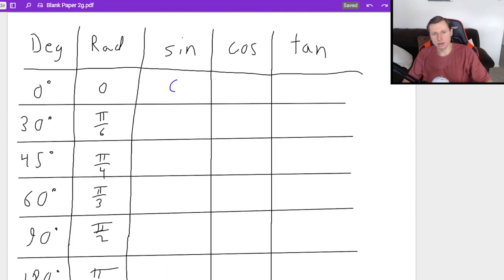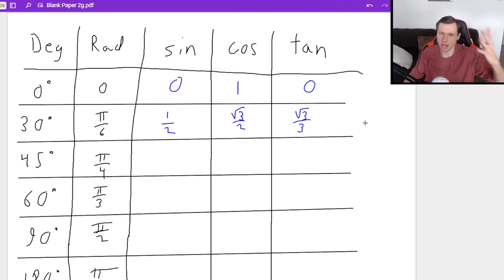So sine of 0 is 0, cosine 0 is 1, tangent 0 is 0. Sine of pi over 6 will be 1/2, cosine will be root 3 over 2, and the tangent will be root 3 over 3. Again, I am not deriving this, I'm telling you to memorize it, and I would highly recommend copying this chart by hand because the more you write it, the more you're going to know it. Repetition is key.